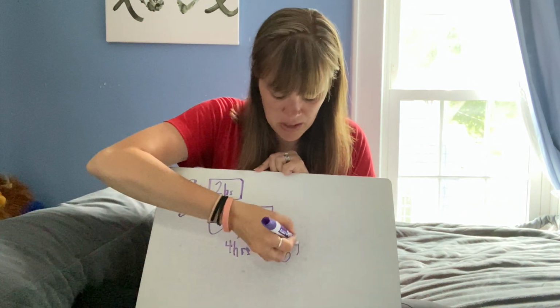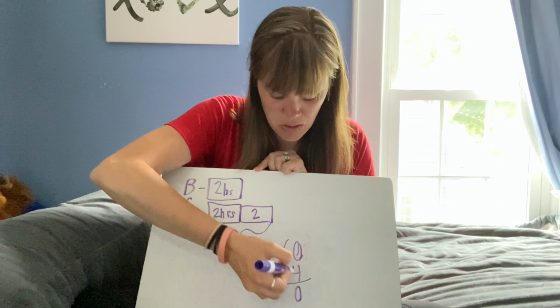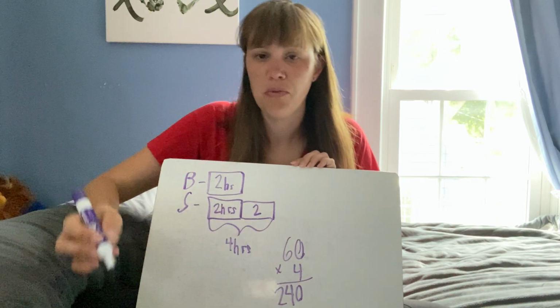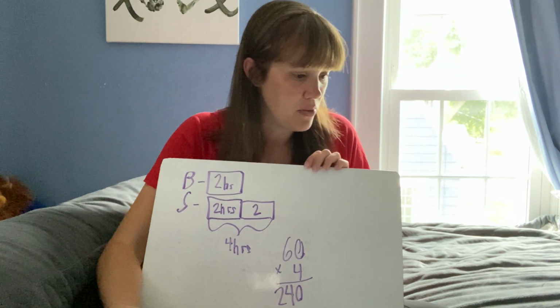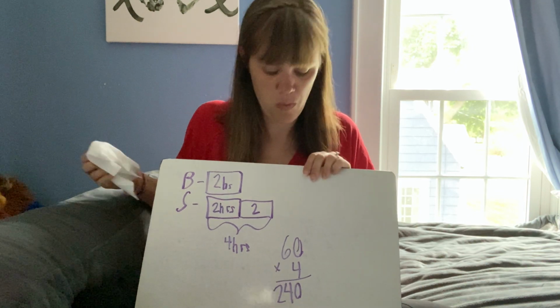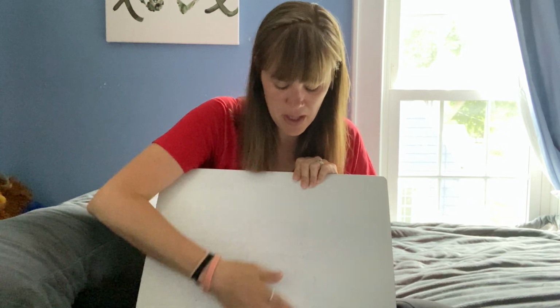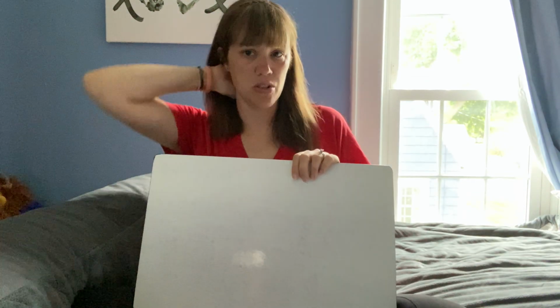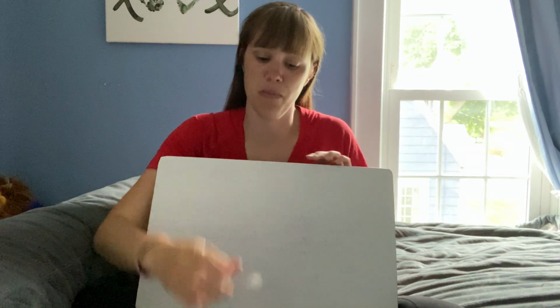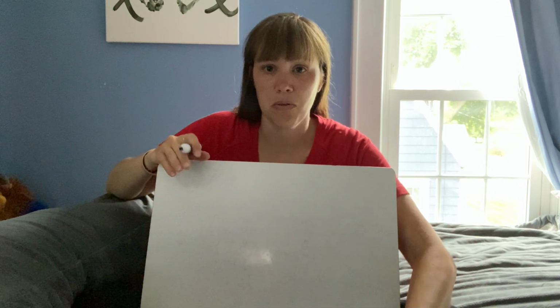So I know that there are 60 minutes in each hour, so in 4 hours, how many minutes are total? 240 minutes. So then you would have your answer statement. How many minutes of TV can Beth's sister watch? So Beth's sister can watch 240 minutes of TV. So either way, it would work if you converted the 2 hours to 120 minutes first and then multiplied. That would be fine.